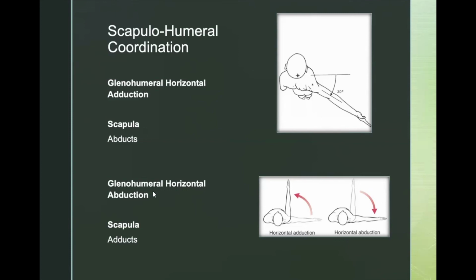Then we have glenohumeral horizontal abduction. So that is shown in this picture above, as well as this picture on the right down below. And that horizontal abduction is paired with adduction of the scapula, which again has another name. Do you remember it? Okay, retraction of the scapula.